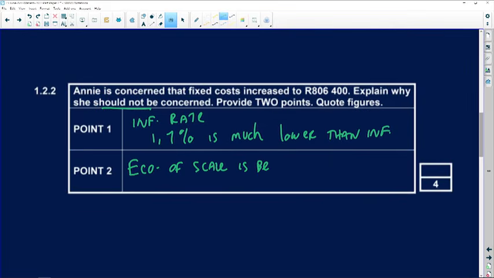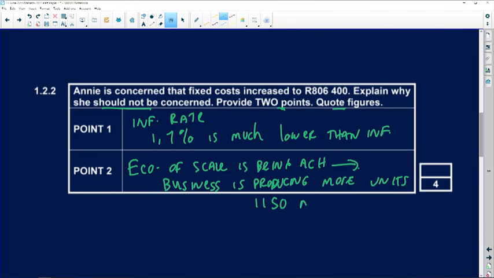Right, so the second reason that you could give and you could explain is economies of scale is being achieved. How is this being achieved? The business is producing more units. Okay, and remember, guys, they obviously want you to provide 2 points, quote figures, and this is where you can give that amount that we calculated. So 1,150 more units are being manufactured or produced.